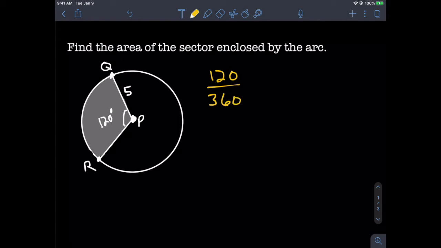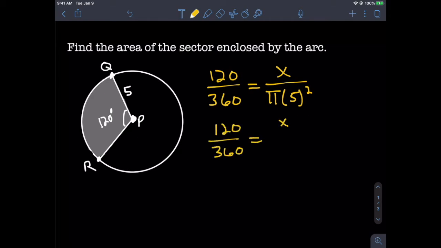We put that over 360. Set that equal to our other fraction. We don't know the area of the sector, so we're going to make that x. And then we plug in 5 for the radius, aka pi times 5 squared. We'll do any arithmetic from the fractions here to make our lives a little bit simpler for the cross multiplication. The only place for that is the denominator of this fraction. 5 times 5 is 25 times pi.